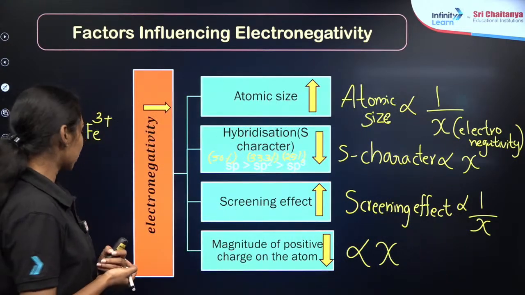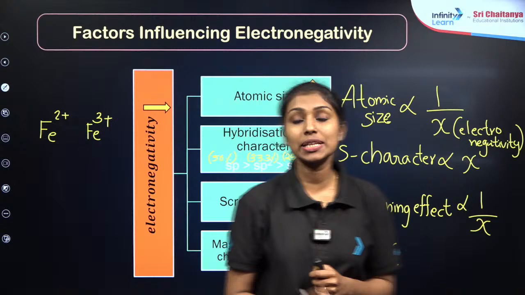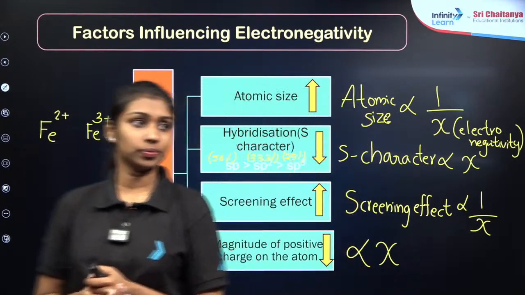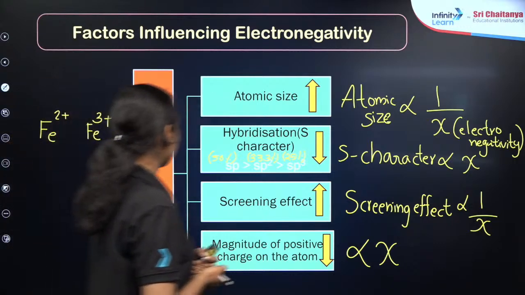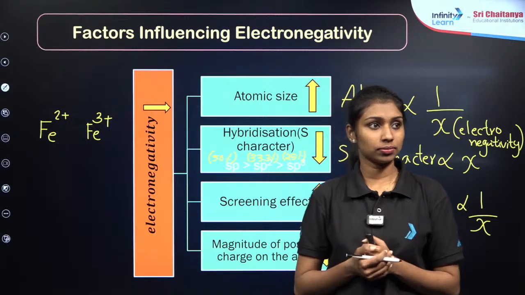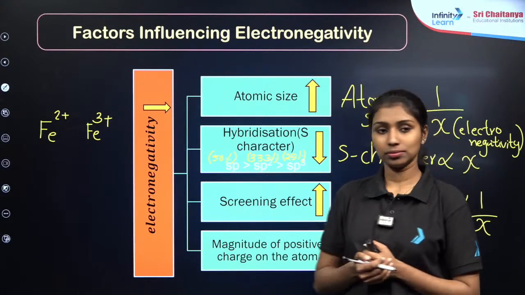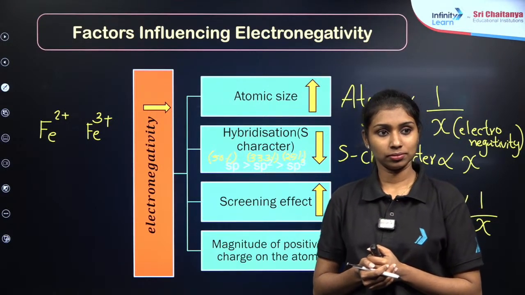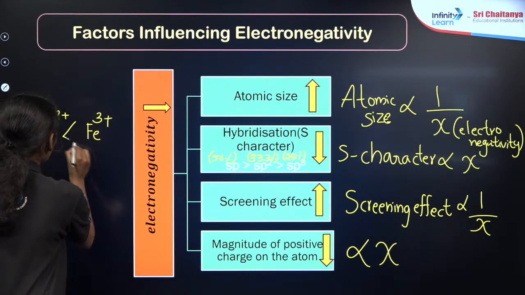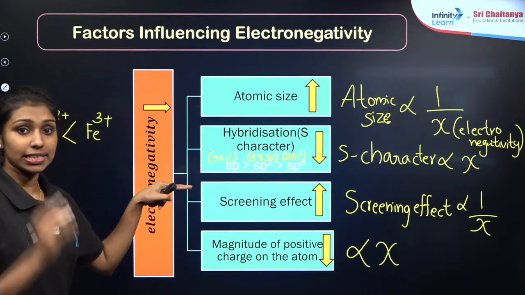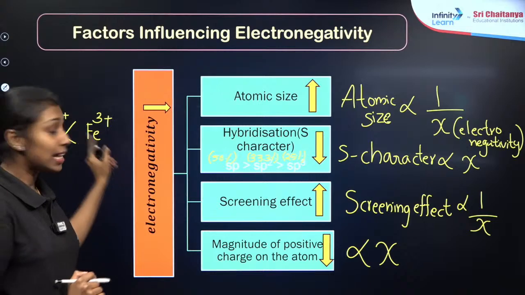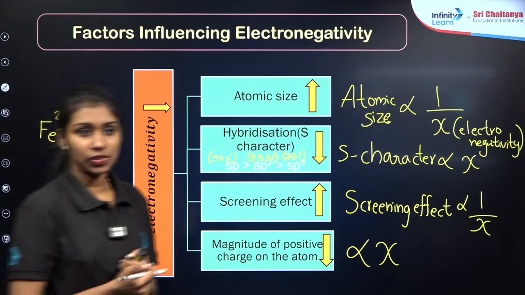Okay, what will be the answer? If I take two ions here, Fe2+ and Fe3+, which one has the maximum electronegativity? Fe3+, right? As the charge on the ion increases, the electronegativity also increases. That is a directly proportional relationship, which means that compared to Fe2+, the electronegativity should be maximum in the case of Fe3+, right? Clear?